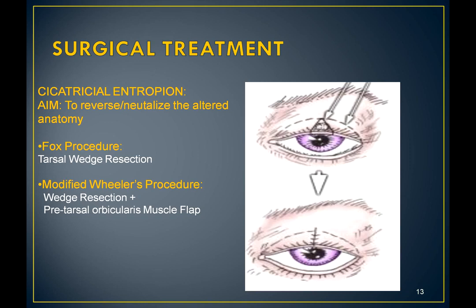Its modification is to do the same procedure, that is wedge resection of the tarsal plate, as well as apply a flap of the pretarsal orbicularis muscle over it. That further stabilizes it and reduces the chances of recurrence. That is known as modified Wheeler procedure. So these are the two procedures for treatment of cicatricial entropion. That is Fox procedure and modified Wheeler procedure.